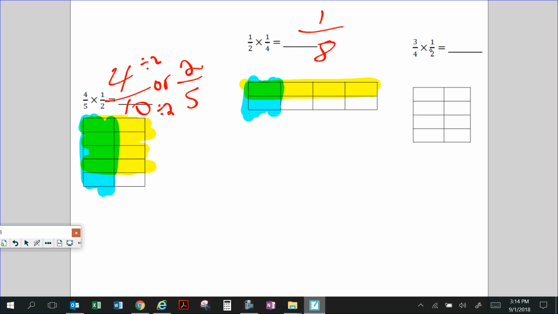What's 3/4 times 1/2, or 3/4 of a half? So if you have half of a cookie, and then you ate 3/4 of it, what fraction did you eat? I make a prediction that it might be 3/8.